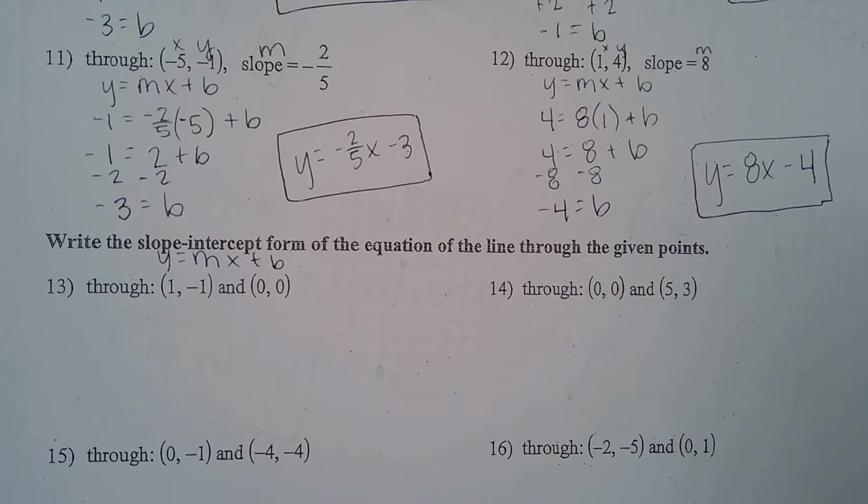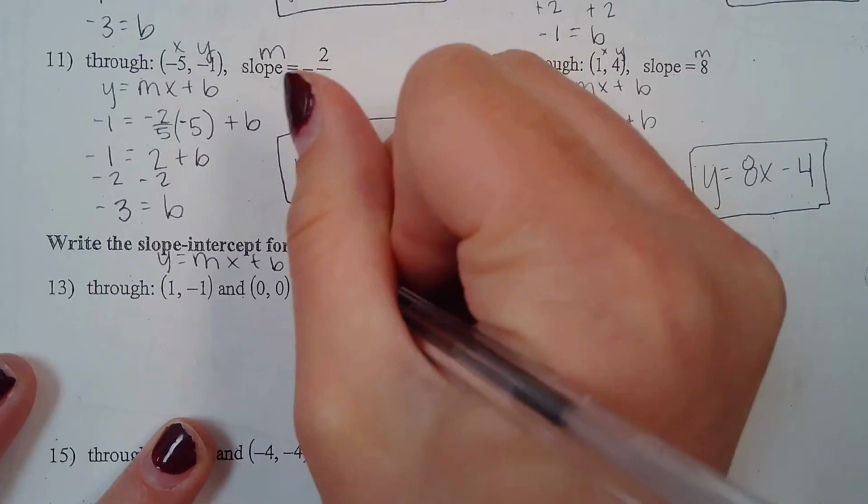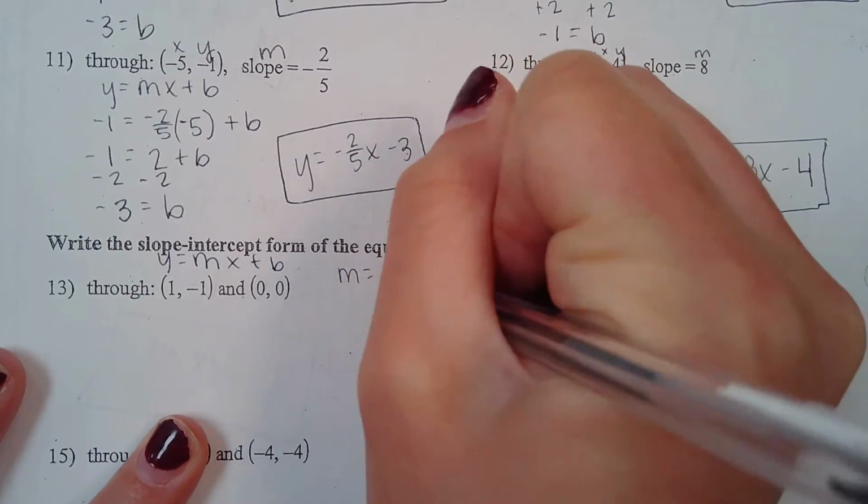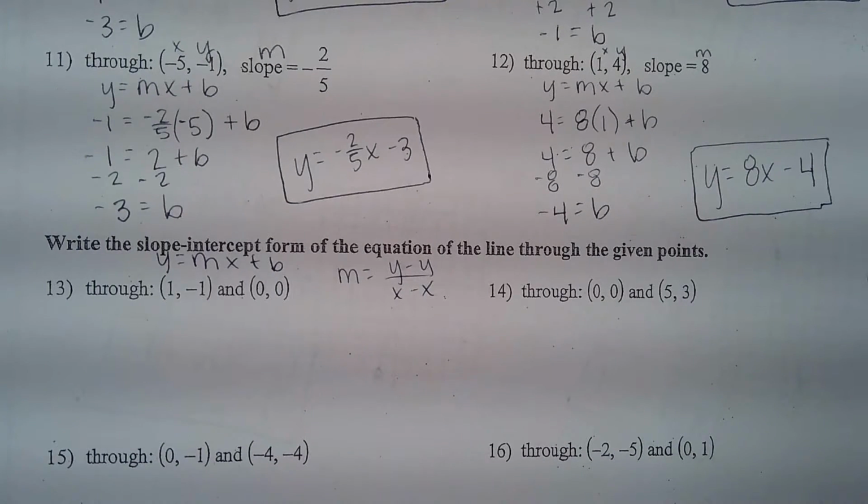We need an m and we need a b. So if you're given 2 points, that's x and y. That's your slope right there. How do you find your slope? You do y minus y over x minus x. y2 minus y1 over x2 minus x1. That's your slope right there.